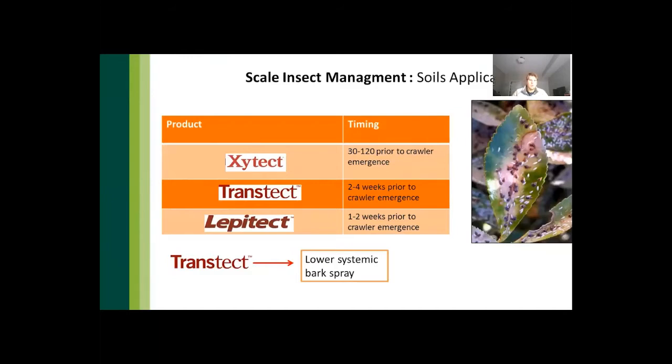If you are going to be, as we're talking about, lower systemic bark spray, which we'll get to next, that is going to be a very easy application to do mid-season. And I didn't mention this prior, but Lepitect is also kind of your rescue treatment if you need to have one. It is a soil injection, 1 to 2 weeks prior to crawler emergence, but it does only last 30 days in the plant. So it is very short. So it is not going to give you season-long control.